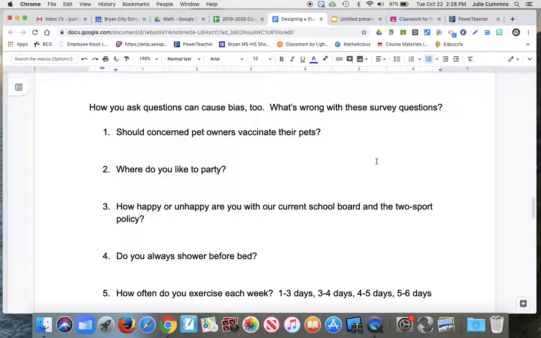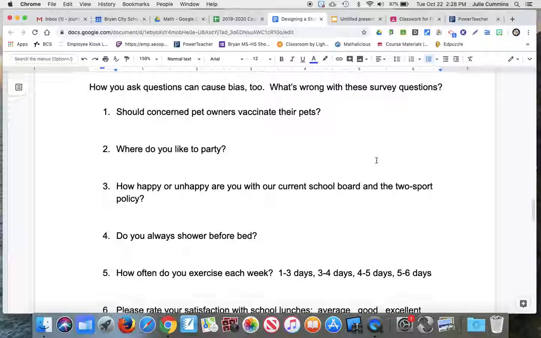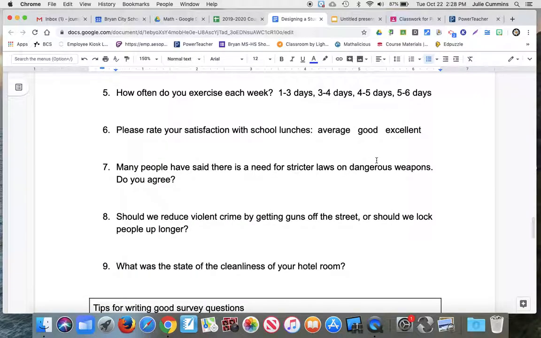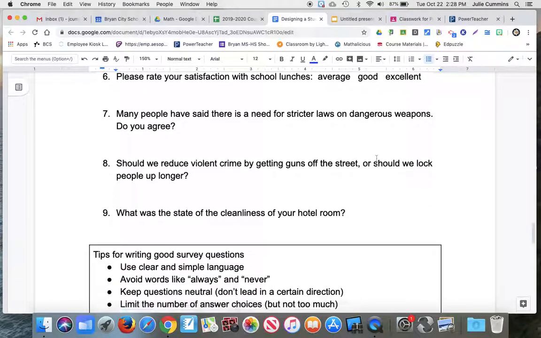So these are some questions I want you to read through. All of them are bad questions. In their wording, they're bad questions. So I want you to just go through all of them. This is your homework that you're doing. Go through all of them and say what's wrong with them. If you want to give suggestions for how to fix it, that'd be great. We're going to talk about this in class tomorrow.